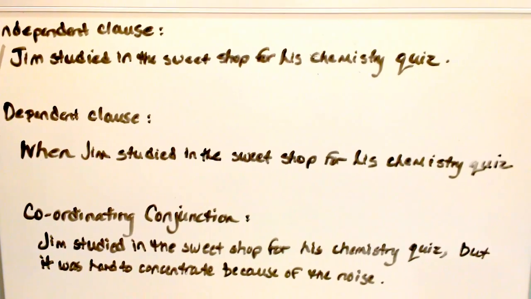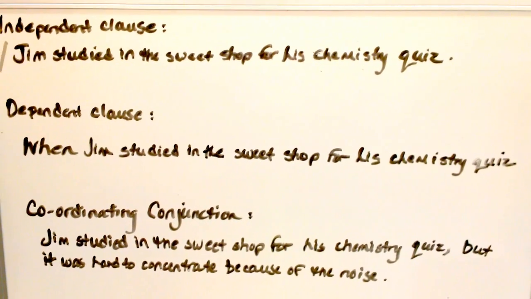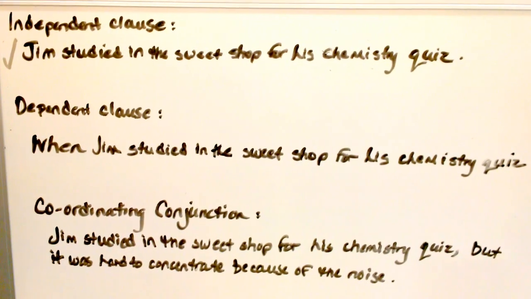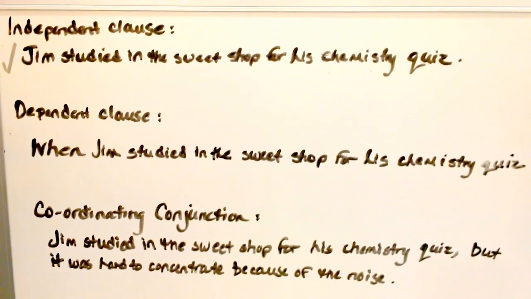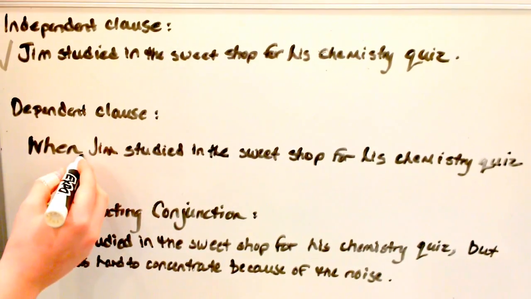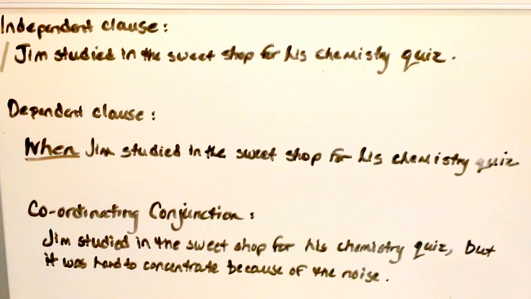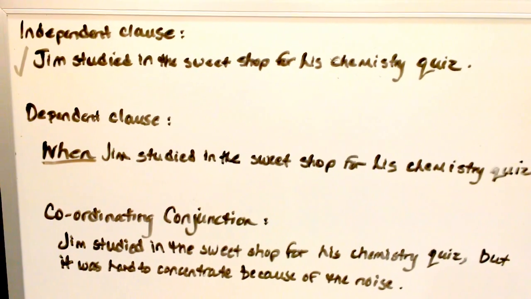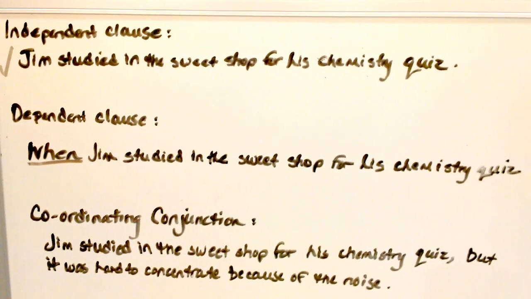Often a dependent clause is marked by a dependent marker word. For example, when Jim studied in the sweet shop for his chemistry quiz. The dependent marker word is when. The word when is a dependent marker word in this dependent clause.